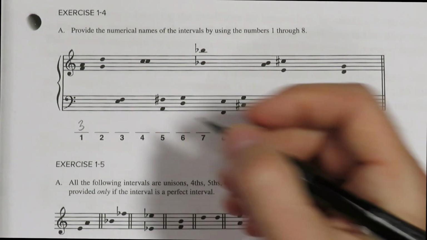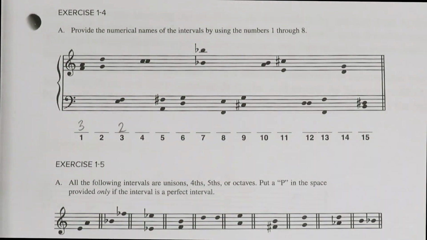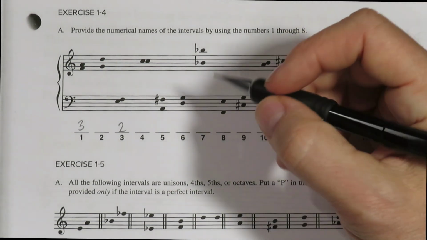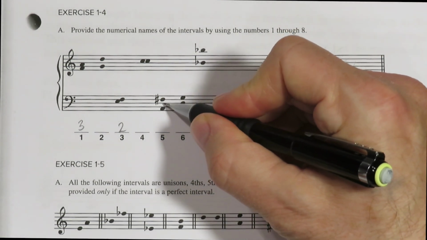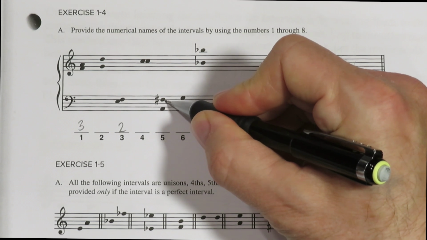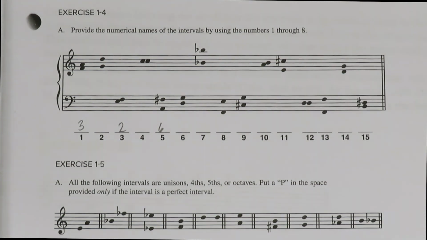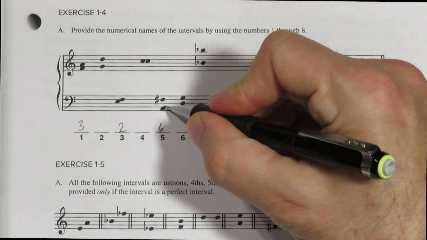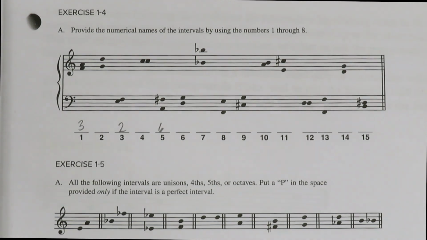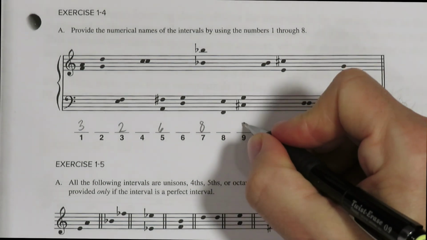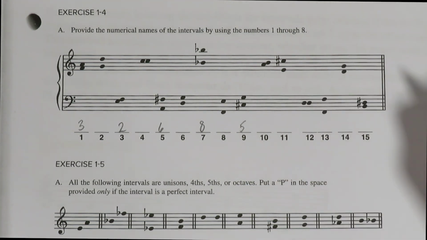E to F, that's a second. A to F sharp. So we have root, third, fifth, plus 1 would make it a sixth. You can also count them like this: 1, 2, 3, 4, 5, 6. B flat to B flat, we know that's an octave. C sharp to G, fifth.